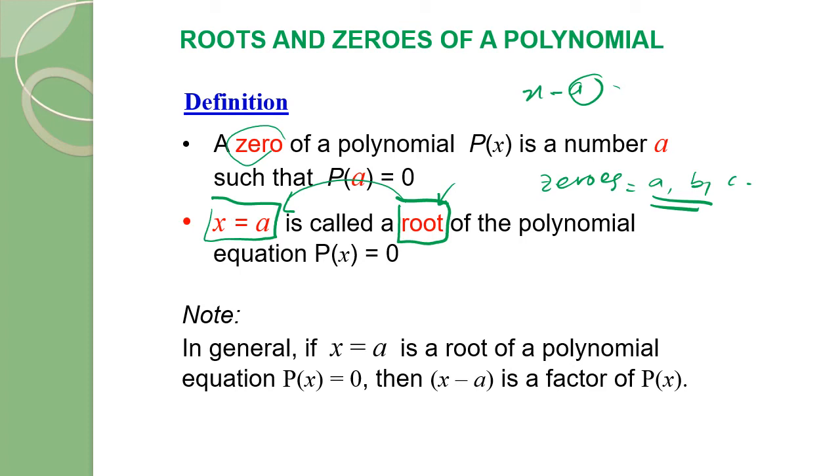Don't be confused. In general, if x equal to a is a root of the polynomial equation P(x) equal to 0, then x minus a is a factor. Why? Because the remainder is 0, right? And then a is the zero. Okay?